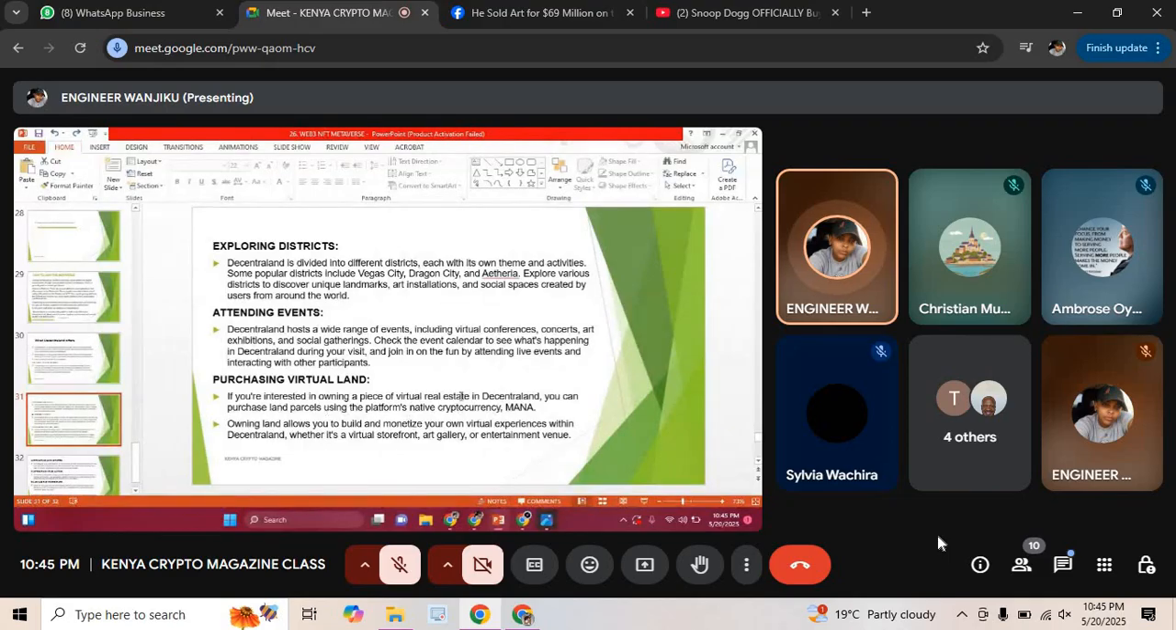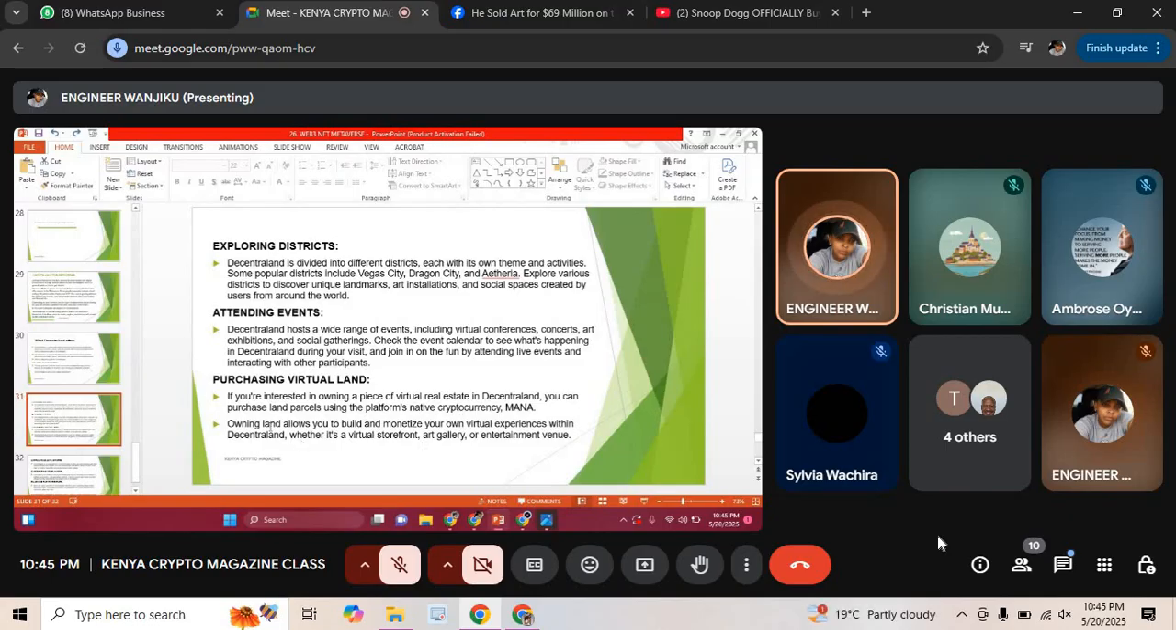Number 4, you can purchase virtual land on Decentraland. If you're interested in owning a piece of land, maybe becoming Snoop Dogg's neighbor, you can purchase a land parcel using the platform's native cryptocurrency, which is MANA. Remember, every platform has its native token. For example, Binance is a centralized exchange whose native token is BNB. Metaverse platforms also have their native tokens. For Decentraland, if you want to buy an asset or land, you need the native token, which is MANA.